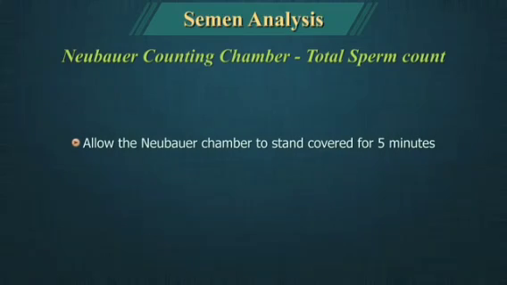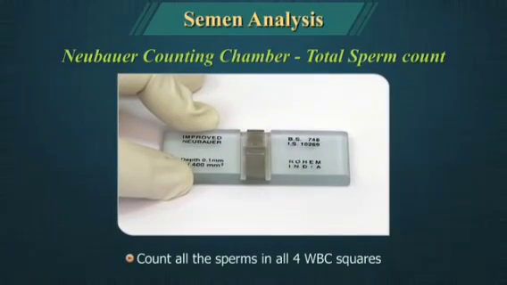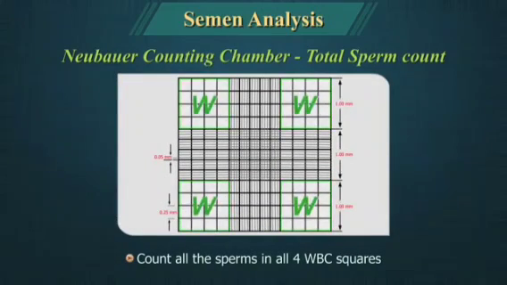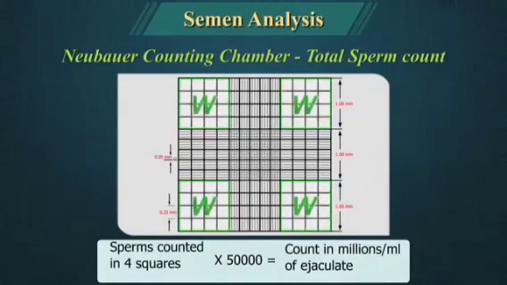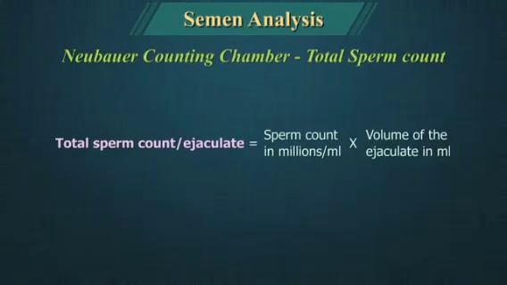Allow the Neubauer chamber to stand covered for 5 minutes. Count all the sperms in the 4 WBC squares and calculate. Sperms counted in 4 squares into 50,000 gives the count in millions per ml of ejaculate. Therefore, the total sperm count is equal to the sperm count in millions per ml into the total volume of ejaculate in milliliters.